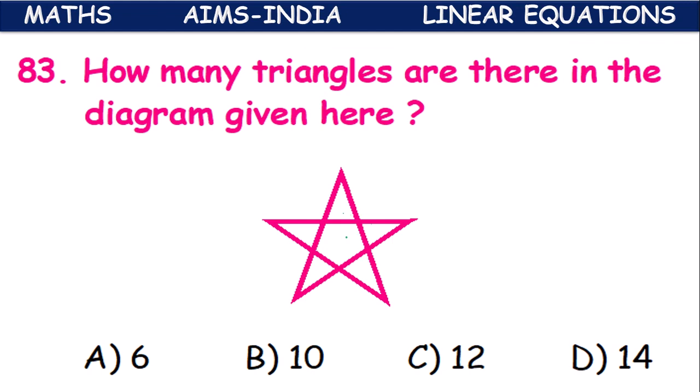So 1, 2, 3, 4, 5, 6 parts completed. After 6, we can consider this 7. We can consider this 8. We can consider this 9 triangles, but there is no option 9. Is there any other triangle possible? 9 triangles.